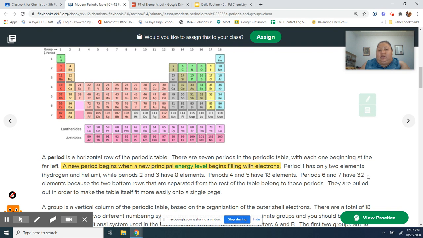Yes, this is the reason why there's 32, because it starts at 55, 56, it jumps to 57, all the way to 71, and then it continues from 72 to 86. Those are all the elements in period 6. For period 7, it starts at 87, goes to 88, it drops down to 89, all the way to 103, and then 104 to 118. Those are the 32 elements for period 7, okay? They remove those 2 rows so that it makes the periodic table smaller, so it's easier to fit on one page.